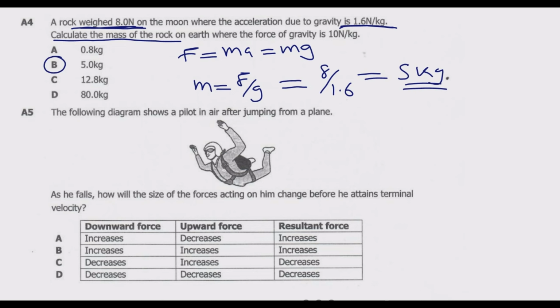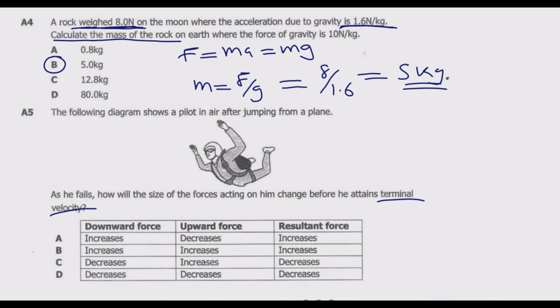We move to question 5. The following diagram shows a pilot in air after jumping from a plane. As he falls, how will the size of the forces acting on him change before he attains terminal velocity?